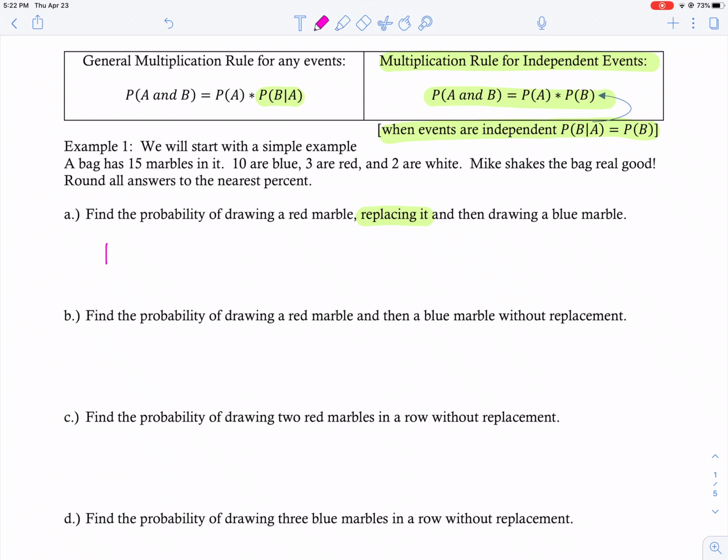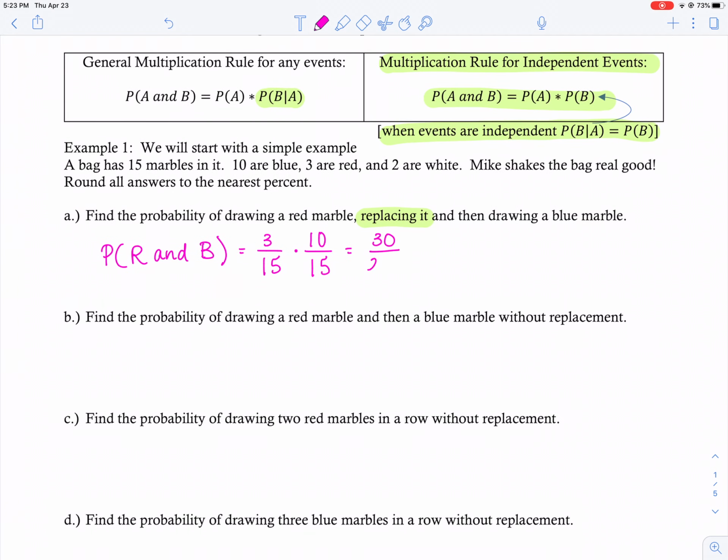So you're looking for the probability of red and then blue. Well, your probability of red is 3 out of 15 times your probability that you're going to pick a blue, which is 10 out of 15, which will give you 30 out of 225. You could simplify, you'd get 0.133 repeating. They wanted this to the nearest percent, so your answer is 13%.